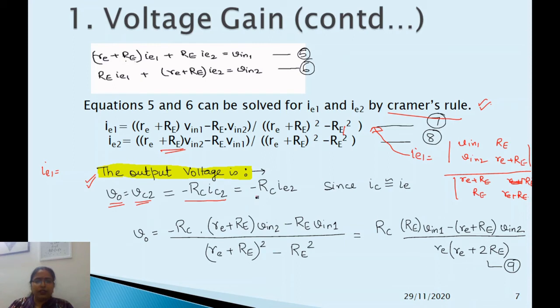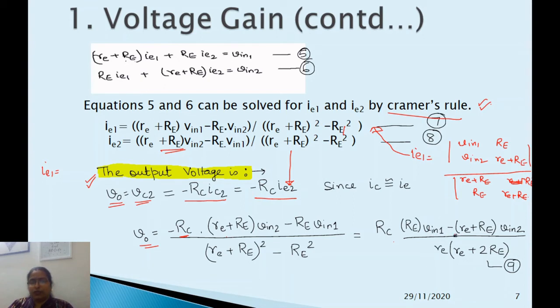Because IC2 is approximately equal to IE2, this can also be written as RC into IE2. Now replacing the value of IE2 from equation number 8, we get V0 equal to RC into IE2, and solving this we will get this equation for V0, which is termed equation number 9.